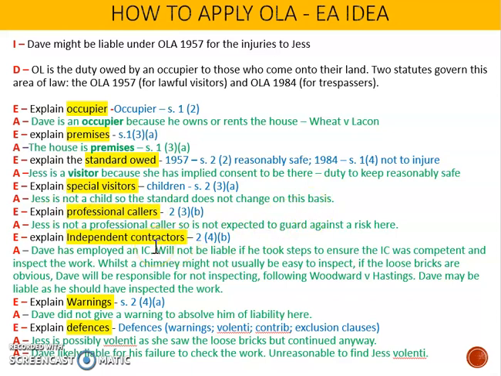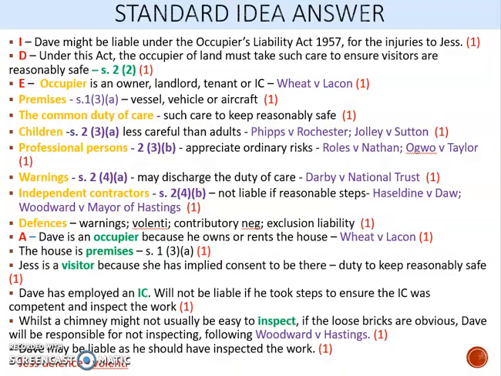I've explained independent contractors, and this is where I'd give all my rules here because Dave has employed an independent contractor. I've explained warnings, I've pointed out that Dave didn't give a warning here. I've explained defences, I've said she's possibly volenti, but I've concluded that it seems to be a bit unreasonable to find Jess volenti, so it seems that Dave's going to be liable because he should have checked the work of the independent contractor. But here, what I'm hoping that you can see is that there are two approaches, and both approaches would get you full marks as long as you don't miss any points out.